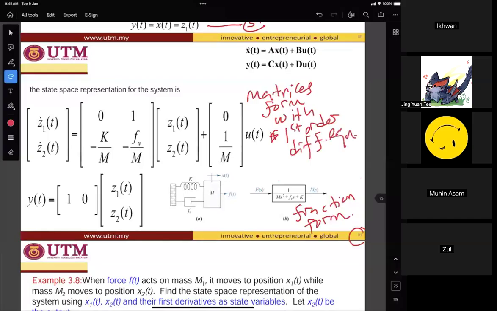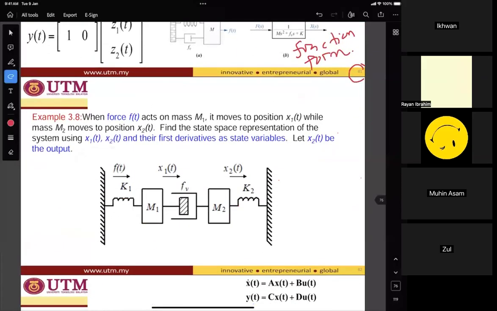As I wrote there, the difference between state space modeling and transfer function modeling: transfer function modeling is in fraction form, while state space modeling is in matrix form with first order differential equations. This is the first order differential equation.